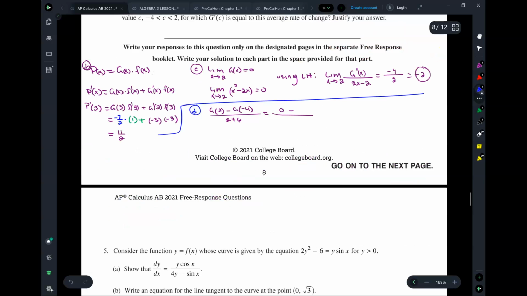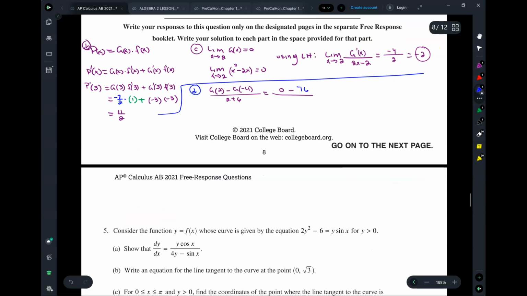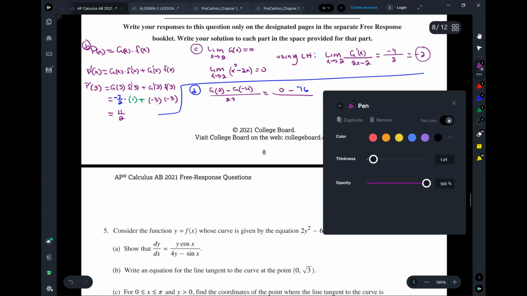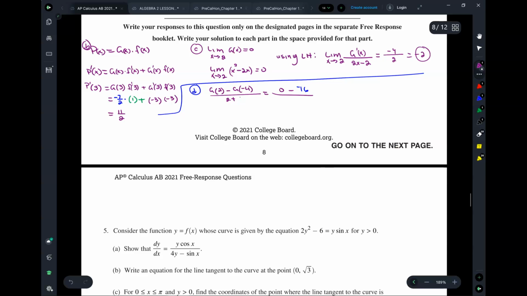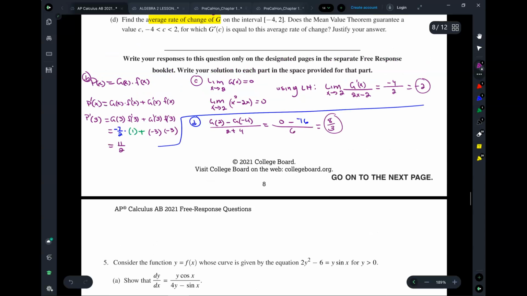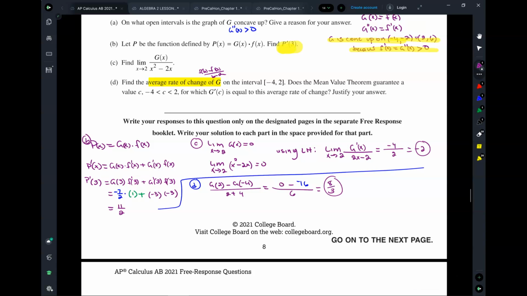Okay, so we're going to come back here and put in the negative 16 over 8. I don't know, because it's 2 plus 4 and then it's 6. You know what I meant. So that's 8 over 3. Okay, now you think to yourself, wait, there was more to that. So let's go back. So this is the average rate of change.